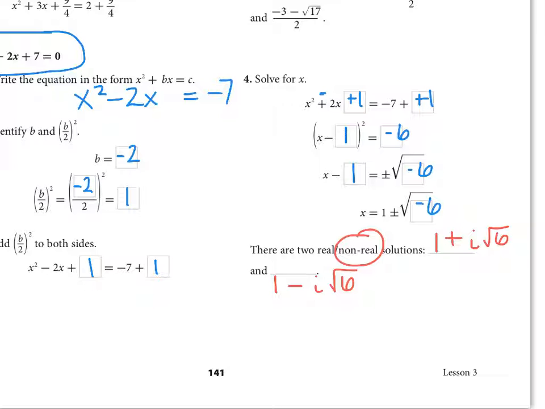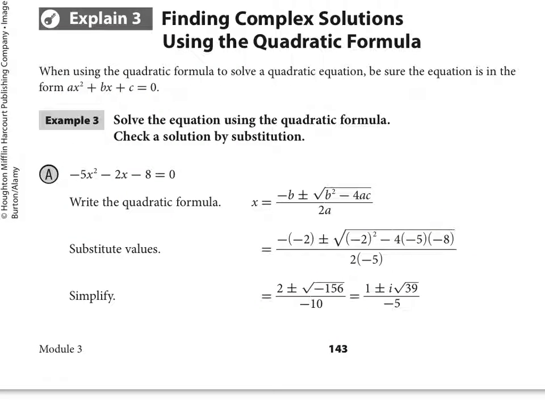Now let's look at an example of using the quadratic formula and finding complex solutions. Turn over to page 143 where it says explain 3. In this example, example 3, letter A, the book has already solved for you. Notice that here's your quadratic equation. They use the quadratic formula to solve for x. And as you simplify, you end up with the square root of negative 156 in the numerator. In that case, we can simplify that square root of negative 156.